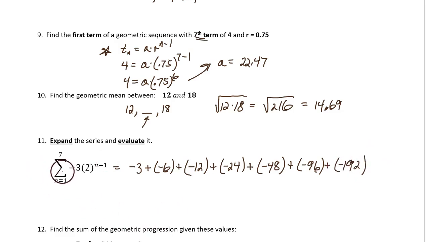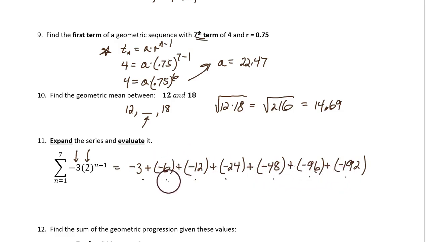Starting at n equals 1 and going to n equals 7 means there should be 7 terms. Let's check that. 1, 2, 3, 4, 5, 6, and 7. That checks out. Because this number is negative 3, that means the first term should be negative 3. That checks out in our answer as well. And because the multiplier is a 2, we should be timesing by 2 each time. So as you look from term to term, are they doubling? And that seems to check out as well.